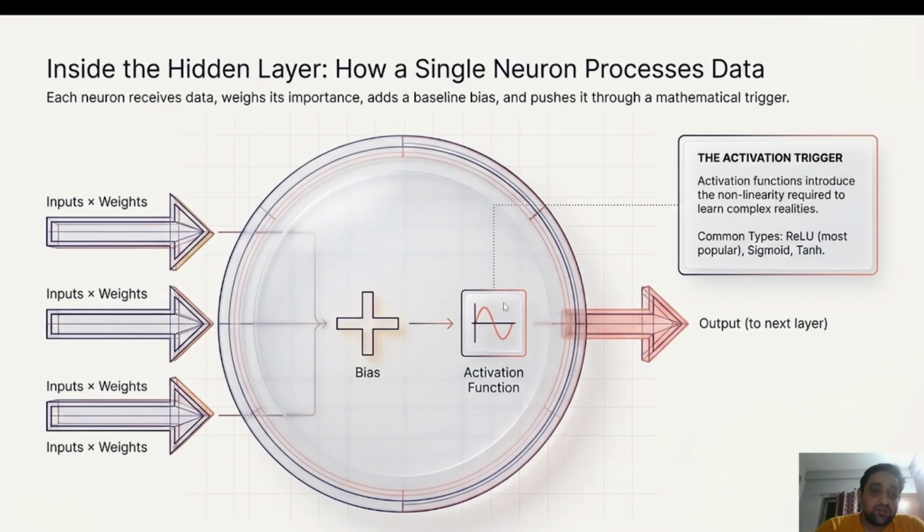The most popular activation function today is ReLU, rectified linear unit. It's beautifully simple. If the value is negative, output is 0. If positive, output as is. This simple rule applied across millions of neurons enables networks to model extraordinarily complex real-world phenomena.